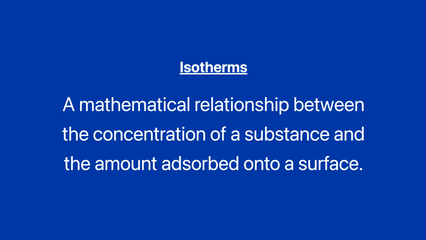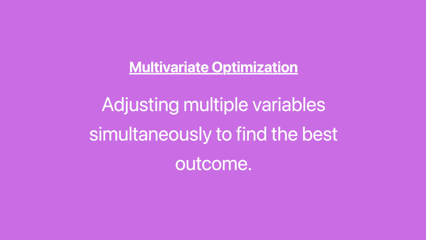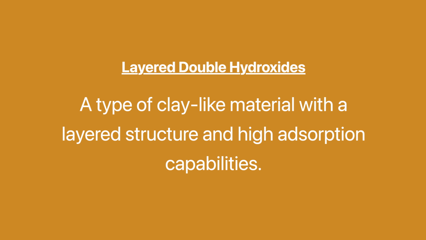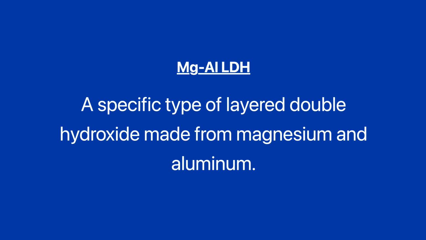Isotherms: a mathematical relationship between the concentration of a substance and the amount adsorbed onto a surface. Multivariate optimization: adjusting multiple variables simultaneously to find the best outcome. Anthropogenic: caused by human activity. Layered double hydroxides: a type of clay-like material with a layered structure and high adsorption capabilities. MgAl-LDH: a specific type of layered double hydroxide made from magnesium and aluminum.